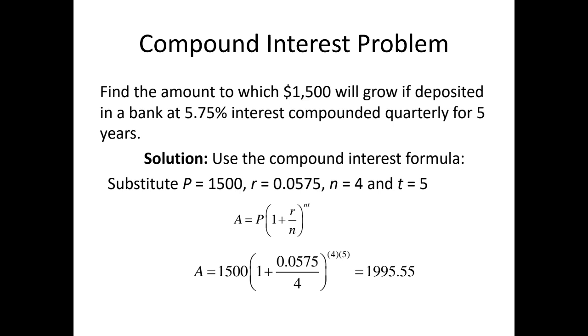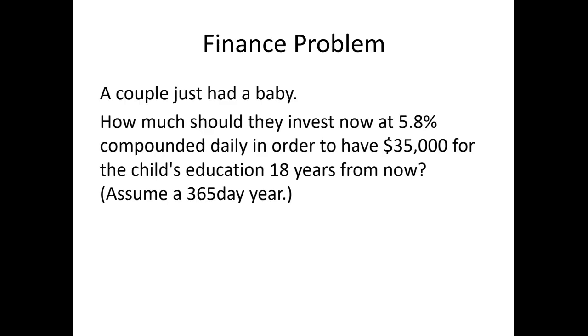So I would do the 0.0575 divided by 4, because you do multiplication and division first before you do addition, right? So when I divide these two numbers, I'm going to get an answer. I'm going to add it to 1, and then I do the exponents. 4 times 5 is 20. Take that value to the 20th power. And then the last thing I'm going to do is multiply that value times 1,500. And that's going to give me this answer, $1,995.55. Yes? So let's look at another real world problem.